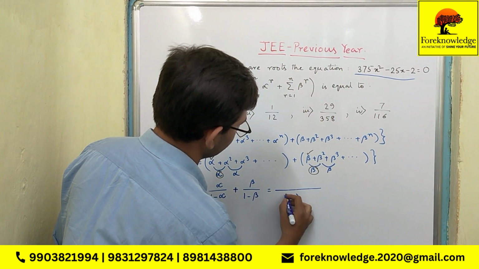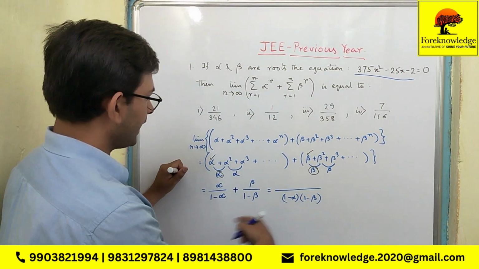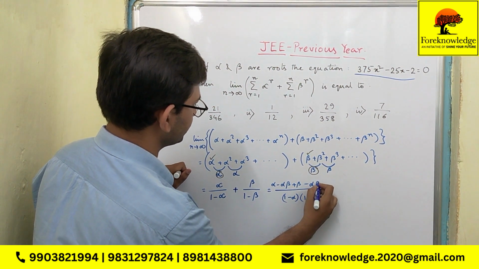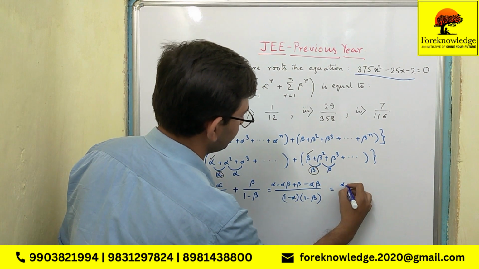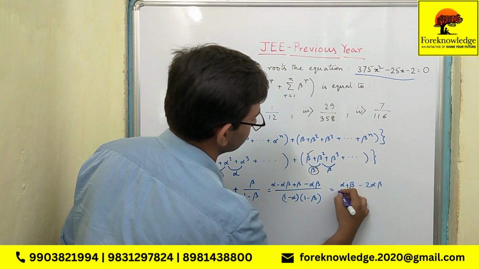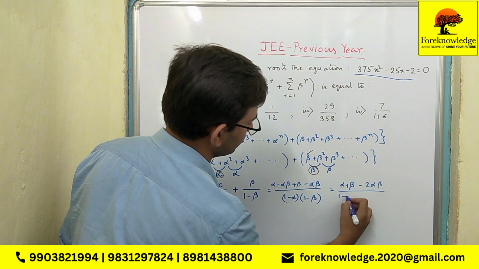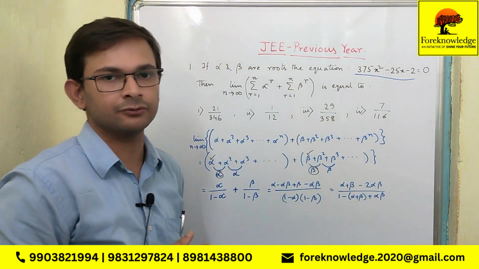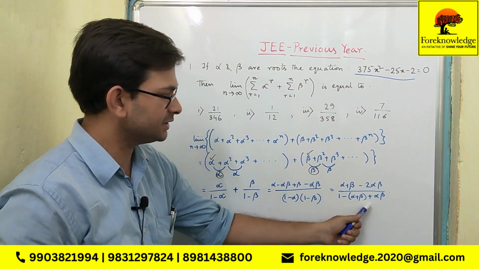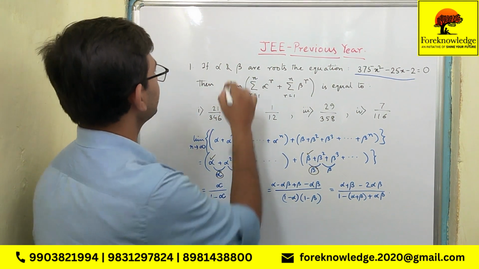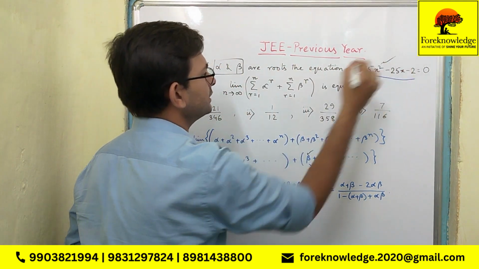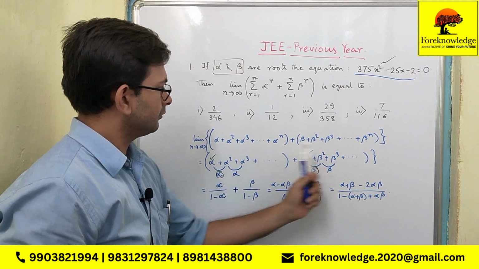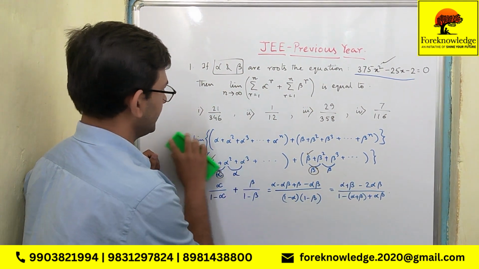So the denominator is 1 minus alpha into 1 minus beta. If we add them, the numerator is alpha minus alpha beta plus beta minus alpha beta. Just simple addition. So alpha plus beta minus 2 alpha beta, divided by the multiplication, which gives us 1 minus alpha plus beta plus alpha beta. That is what we have to calculate. What is given is that alpha and beta are the roots of this equation. If you have copied this, then I am going to erase this line.